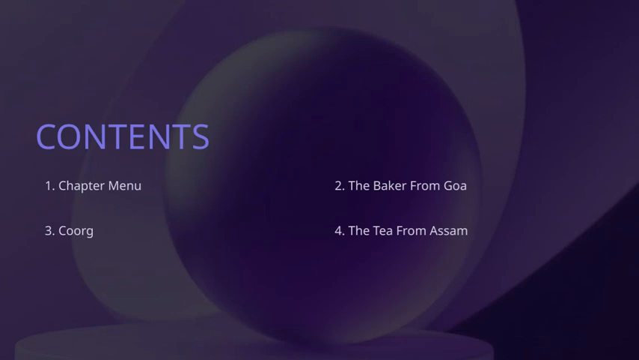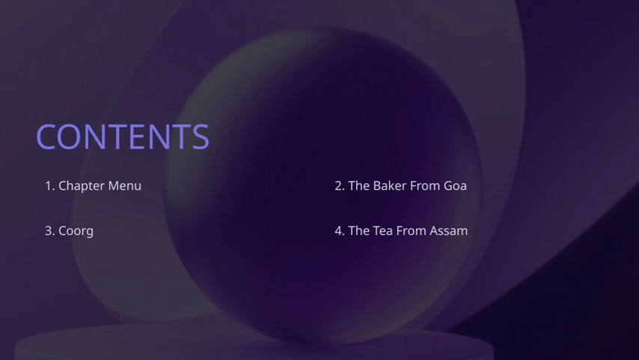Now, moving on to slide 2, let's take a closer look at some of the key regions that contribute to our diverse culinary landscape. First, we have the tea from Assam. Assam is renowned worldwide for its rich, bold teas that have a distinct malty flavor. This region's tea plantations play a crucial role in India's tea industry, offering a unique taste experience.